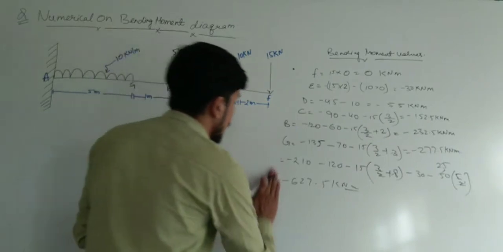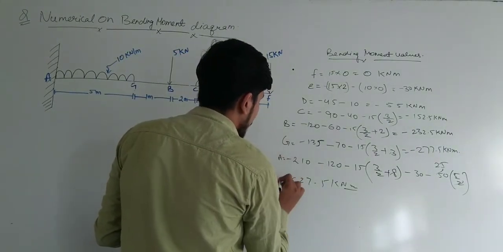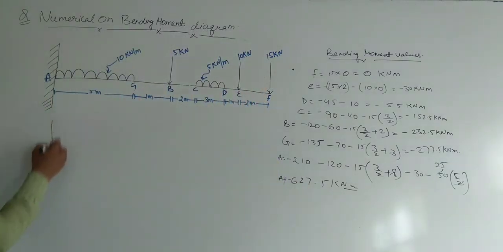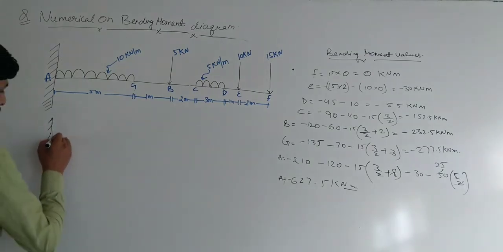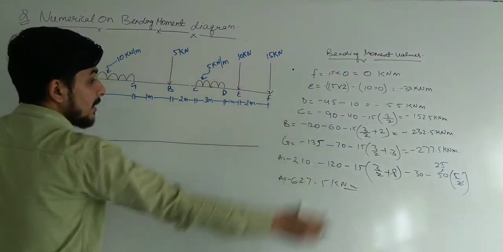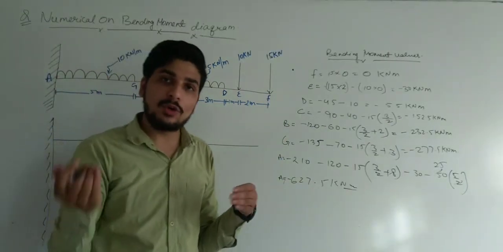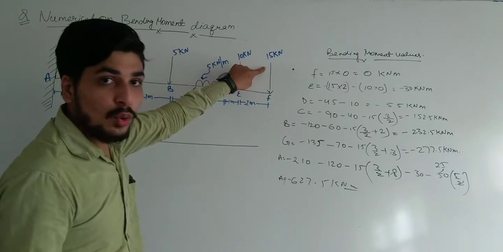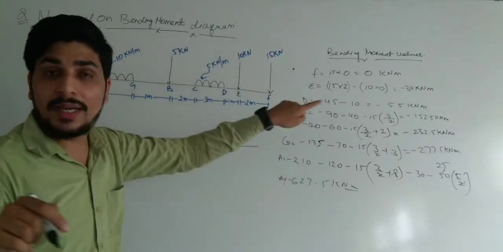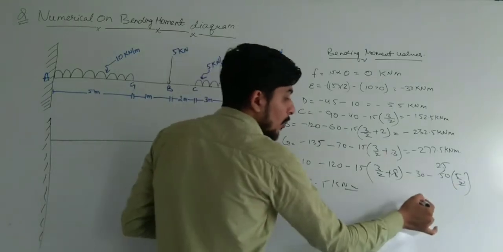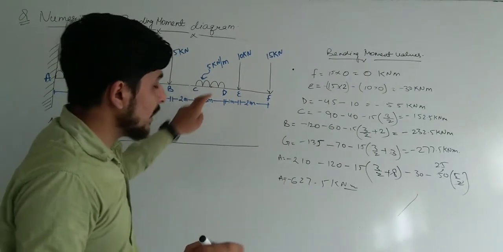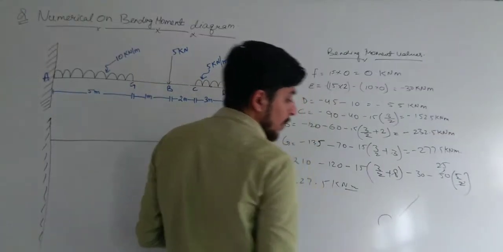Now I am going to draw the bending moment diagram. So come here, and this is the cantilever beam. All these values that we have are minus, so we will draw from the downward direction. Now when we draw the bending moment diagram, for a point load you will go in a sloped way, and for a UDL you will go in a parabolic form like that.